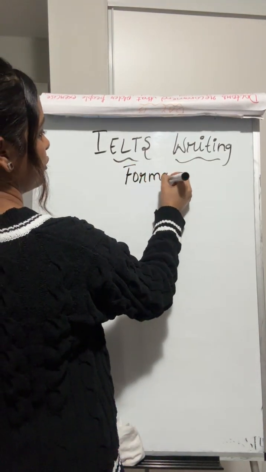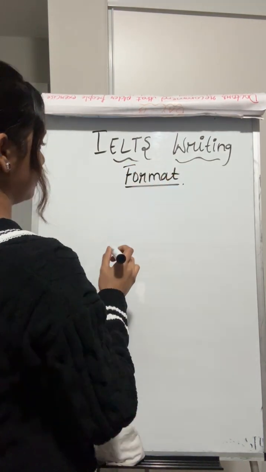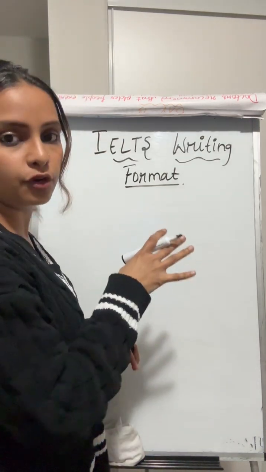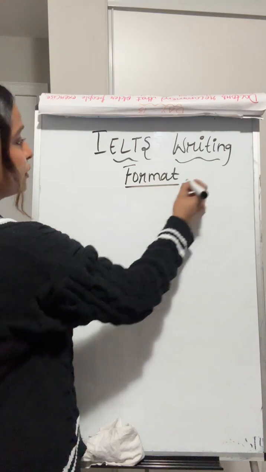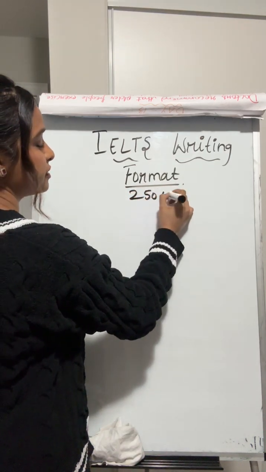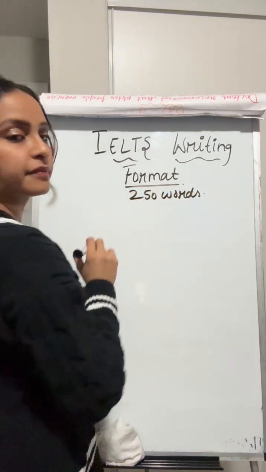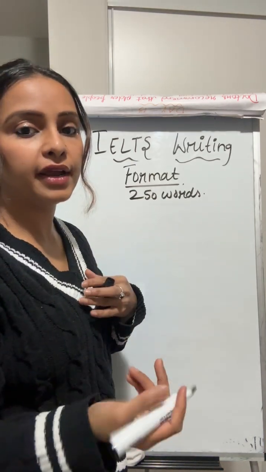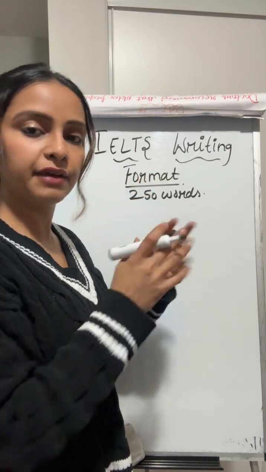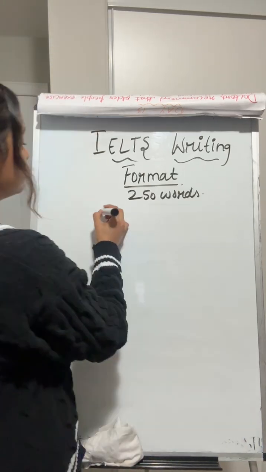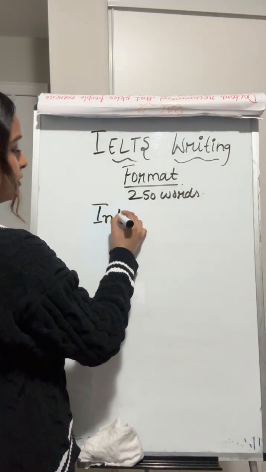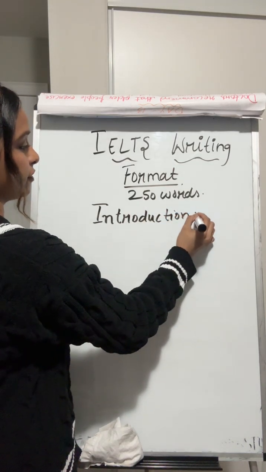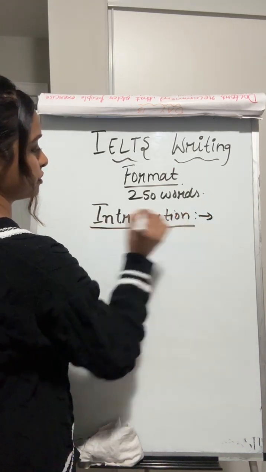The format of writing an essay: you must have written essays in your school time. Here the format is different. We have to write 250 words in the essay. But what you should start with, how you have to end, and what you have to write in between, everything I'll tell you in the class. So the first paragraph is called the introduction.